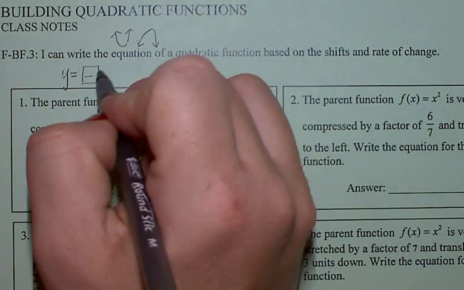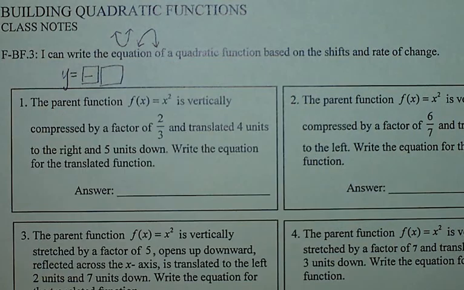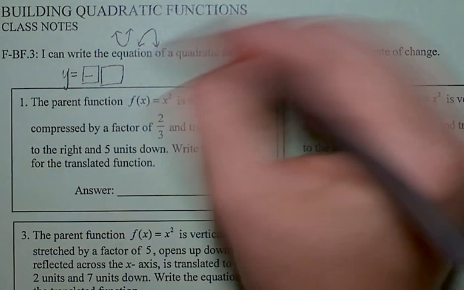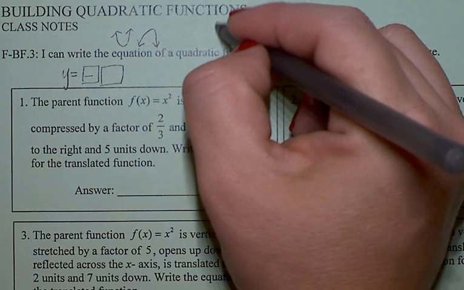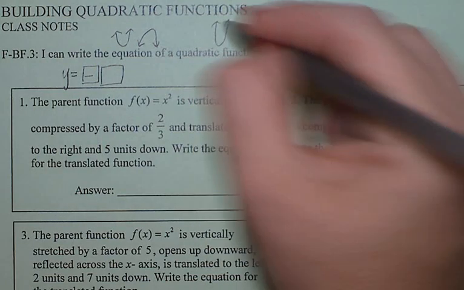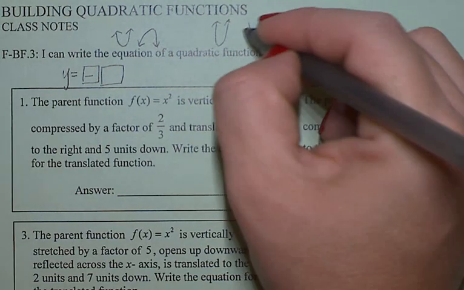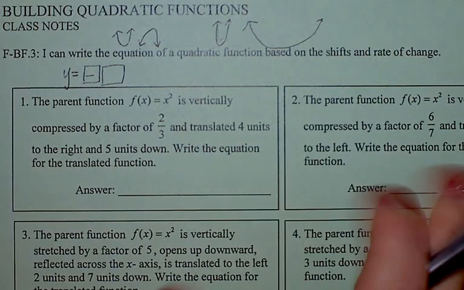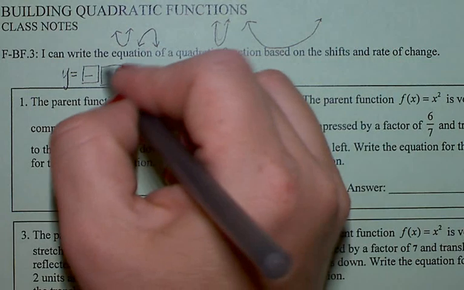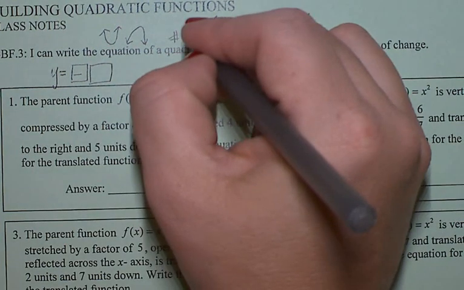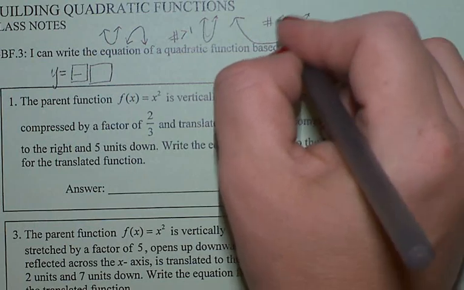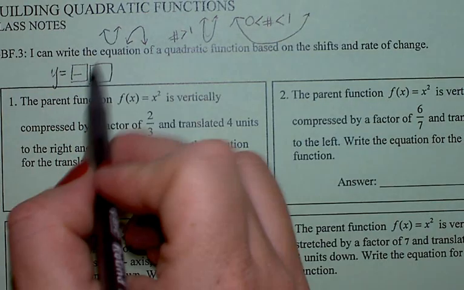Behind this symbol will be a number. If you don't see a number, it's the number 1. It's a hidden 1. But if you see a number, this number determines whether our parabola is skinny or if it's wide. And if it's wide, we use the word compressed, like it's flattened out. And if it's skinny, we use the word stretched. Anytime this number is greater than 1, it is stretched. And if this number is less than 1 but greater than 0, it's compressed.